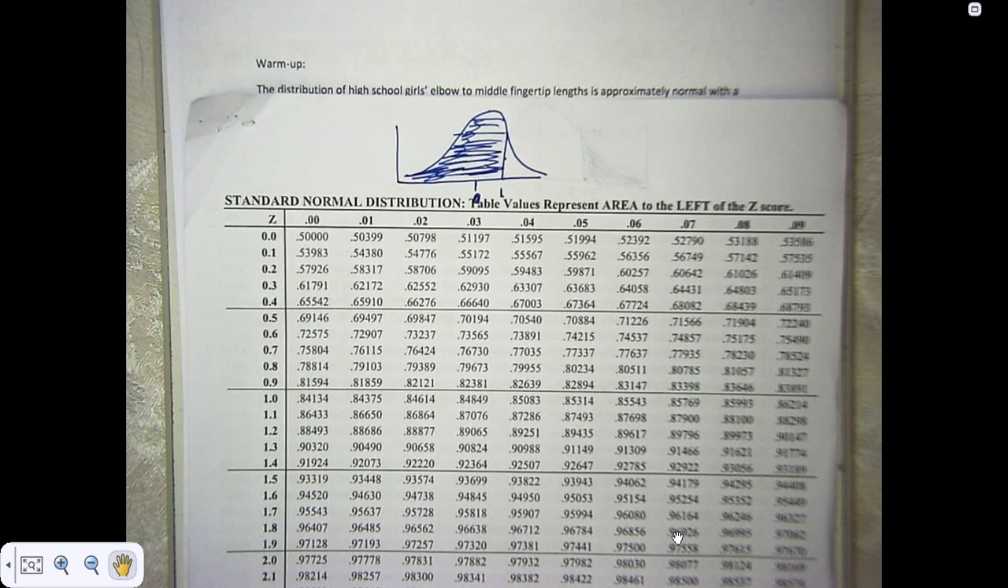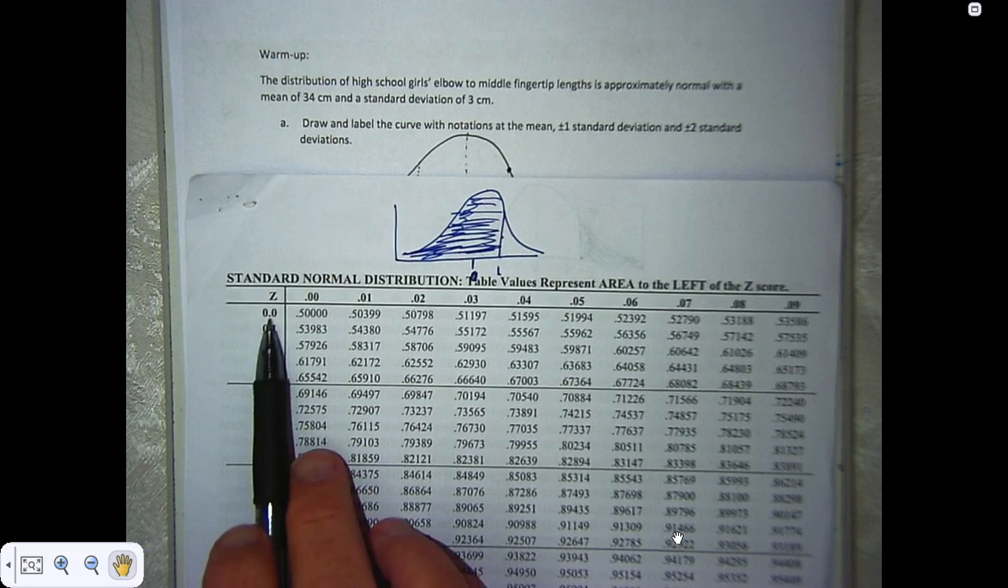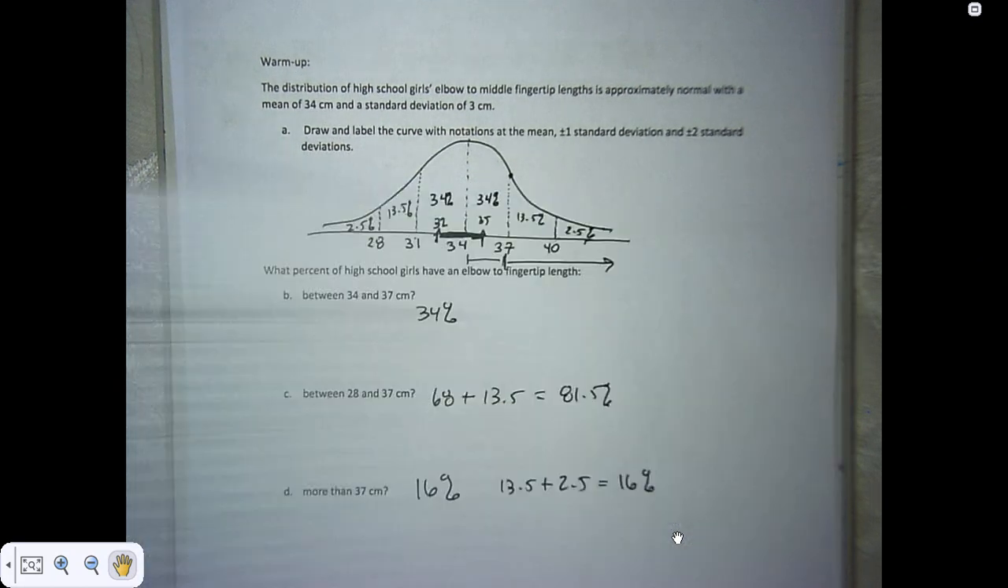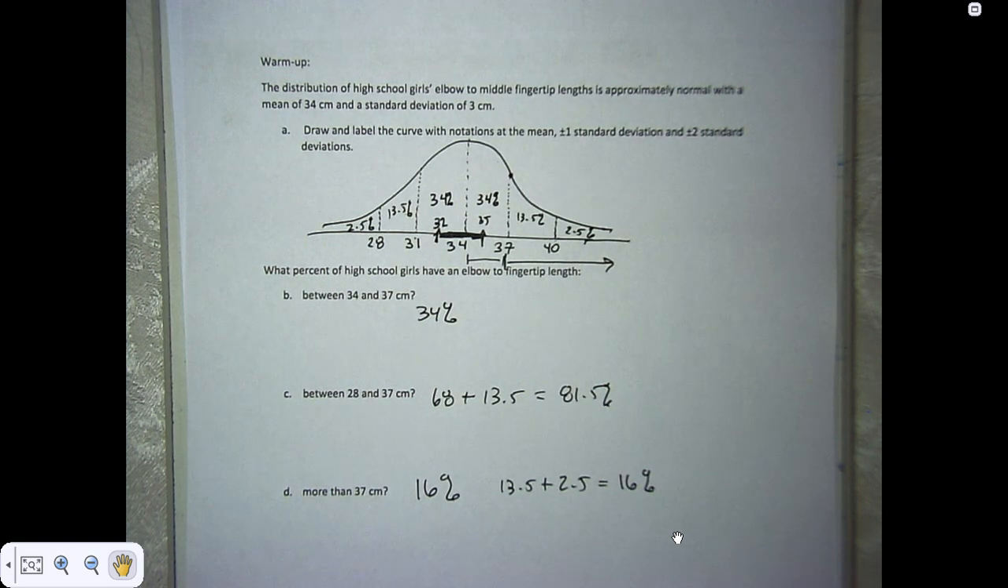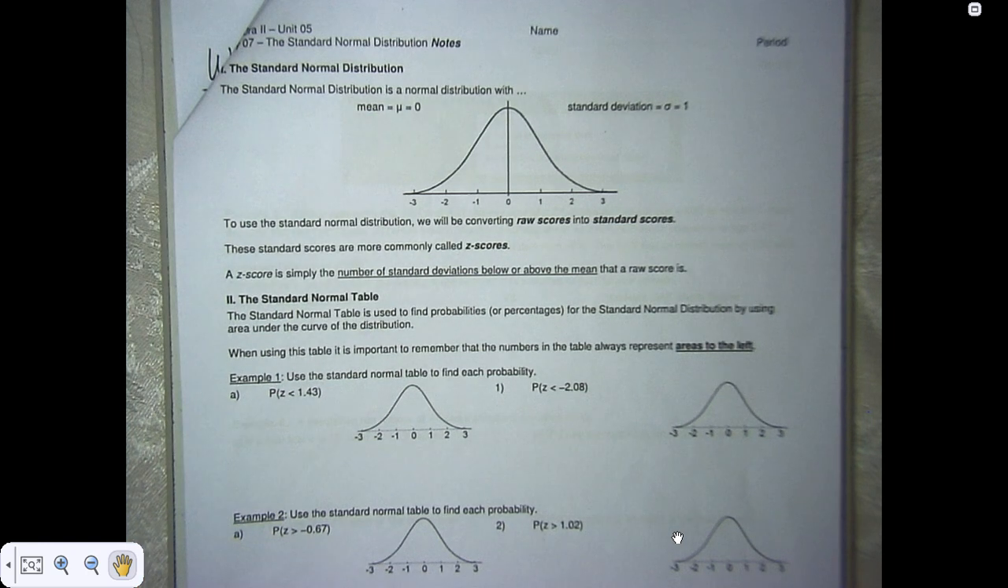So if we find a way to locate where a particular number is on the distribution, we can assign to it a z-score. Okay, now what the heck is a z-score? Well, now we have to go back to our notes. So we're done with the warm-up. Let's go back to our notes. Again, this is the day 7 standard normal distribution notes.